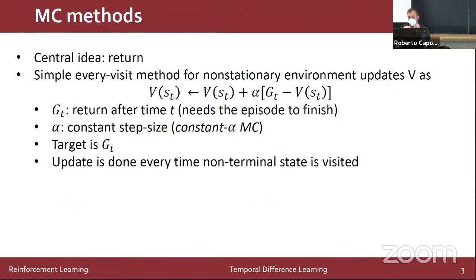So in Monte Carlo methods, we have seen that the central idea was the return. We have seen the simple every-visit or first-visit method for non-stationary environments, and the update rule for the V function was the following: the new estimate is computed as the previous estimate plus alpha multiplied by our target minus our previous estimate. The target for the Monte Carlo method was the return. And alpha, we said, was a constant step size.